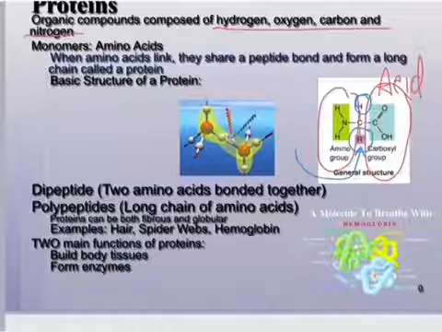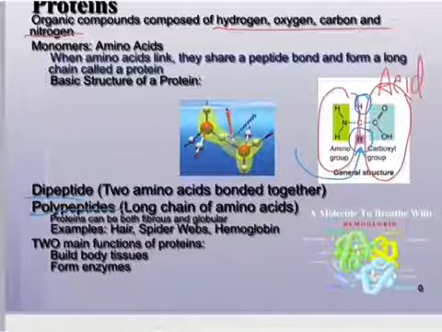If you link two of the amino acids together, the dimer will be called a dipeptide. So that, again, is just the same condensation reaction where one water is formed. And if you link multiple amino acids together, you get a polypeptide.